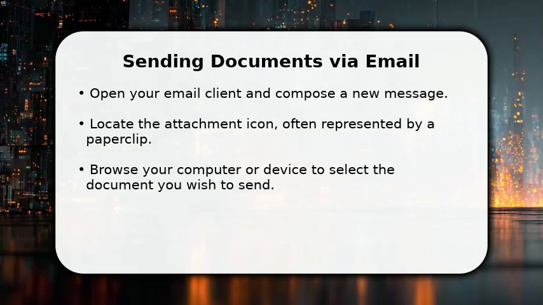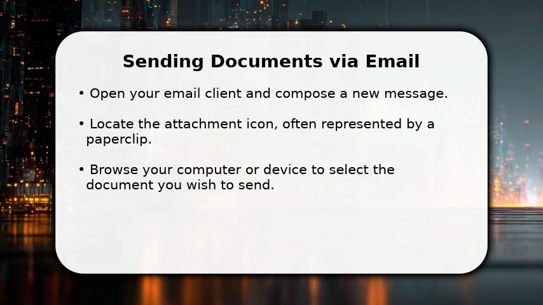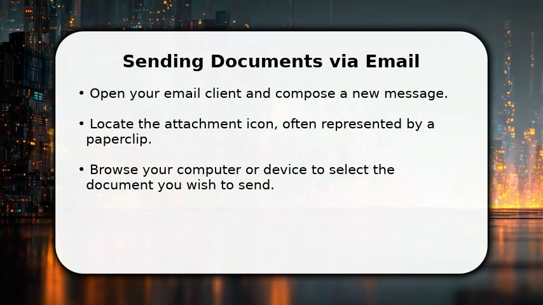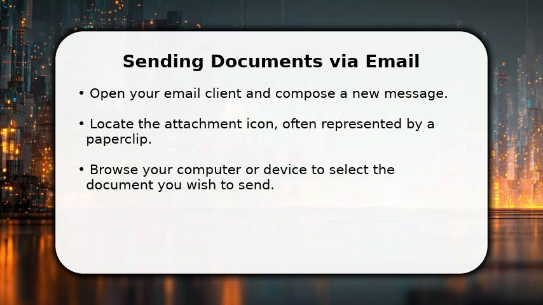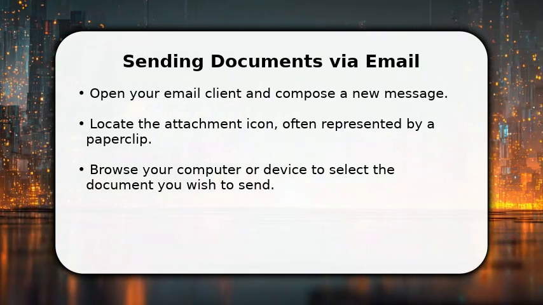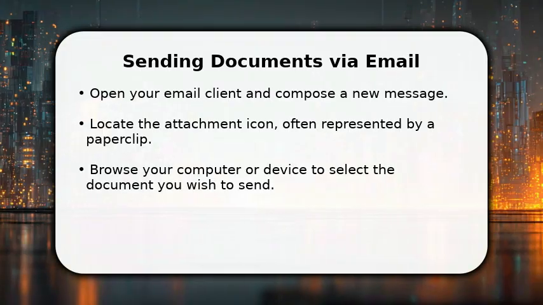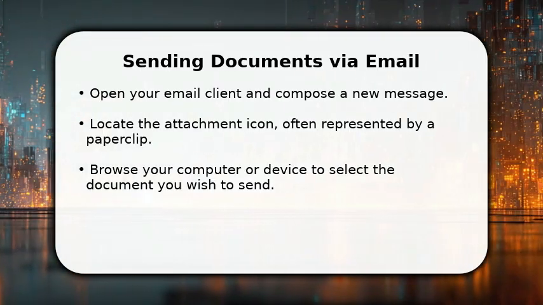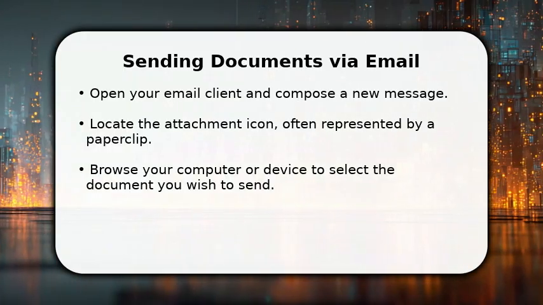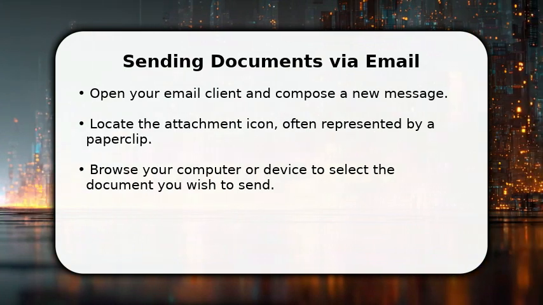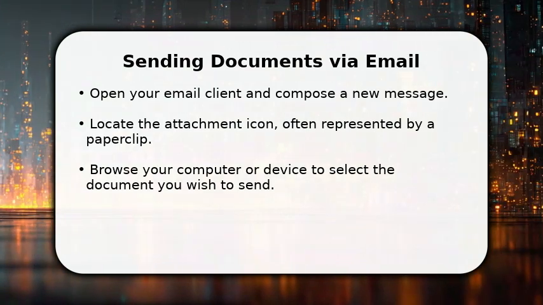Enjoy the video. In this video, I will explain how to send documents to email. First, open your preferred email client like Gmail or Outlook and start a new message. Look for the attachment icon, which usually looks like a paperclip, and click it. This will open a file browser. Navigate to where your document is saved, select it, and then click Open or Attach. It's a straightforward process that takes just a few seconds to get your document ready for sending.